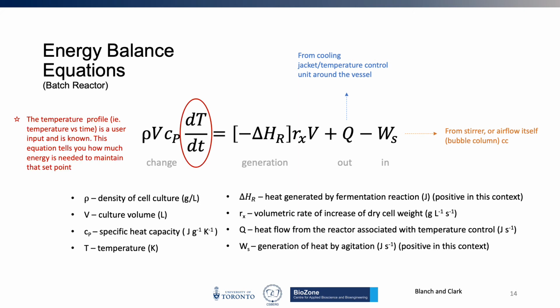And so the final thing that I wanted to say is that the temperature profile, i.e. temperature versus time, is a user input and is known. Well, the temperature profile itself isn't known, but the temperature set point that you want for your run is something you can program into the equipment, and this equation will tell you how much energy is needed to maintain that set point.